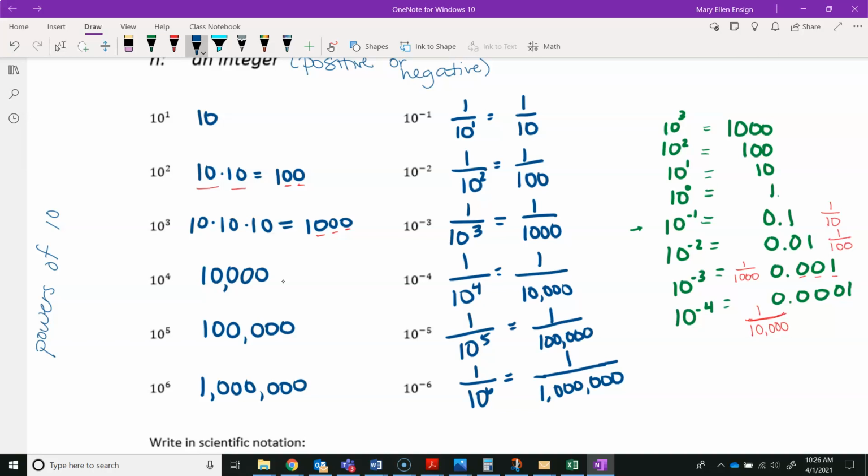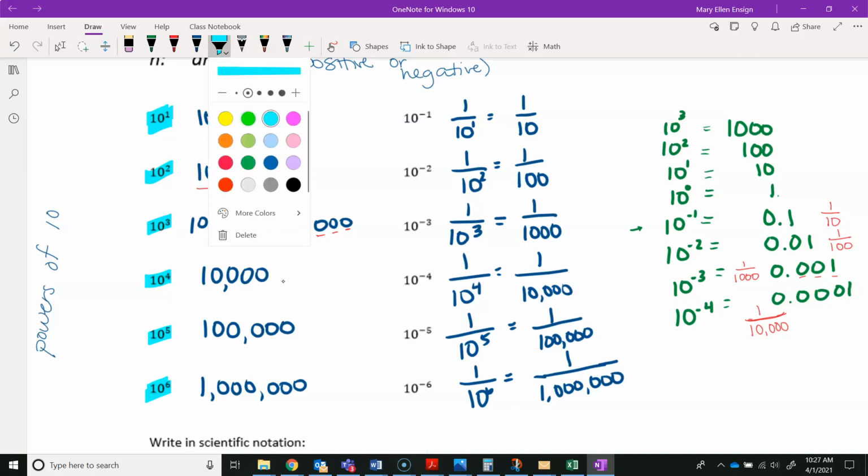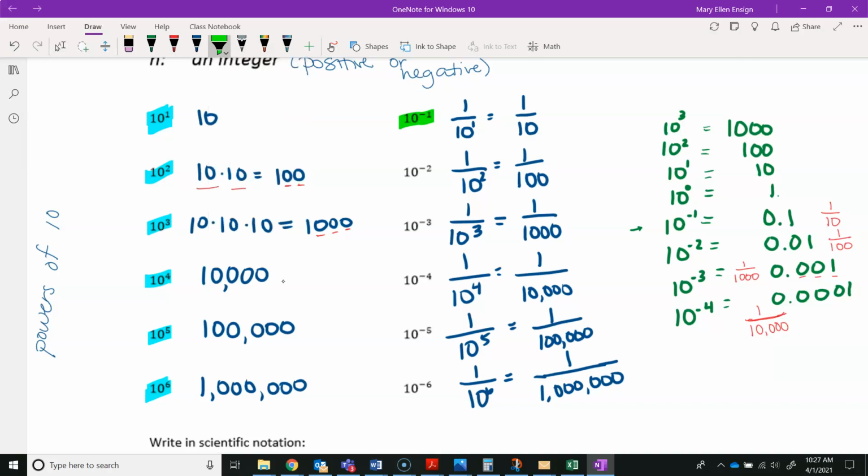Okay, so thinking about these positive exponents, right? 10 to the first, 10 to the second, 10 to the third, etc. Those give numbers that are big. 10, 100, 1,000. So if I were to take something and multiply it by 1,000,000, I'm going to get a bigger number, right? Well, these expressions that have negative exponents, they give me little numbers, less than 1. They're fractions, 1/100th, 1/1000th, 1/1,000,000th.